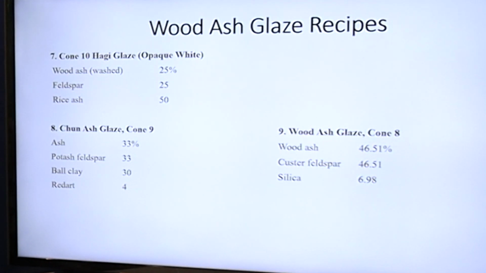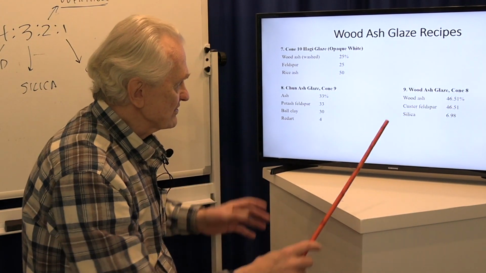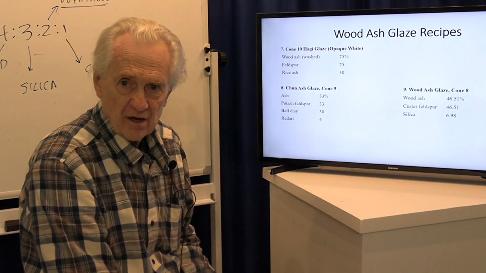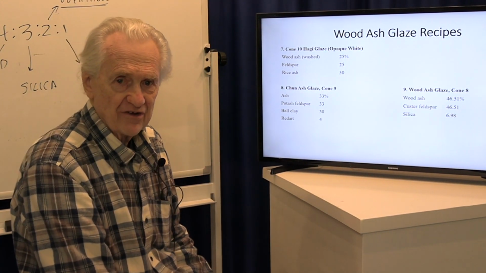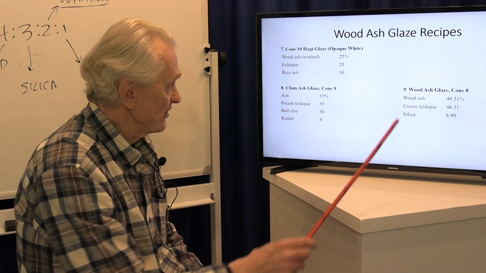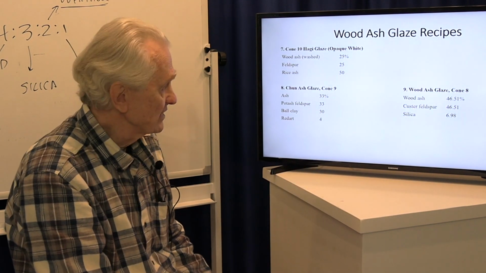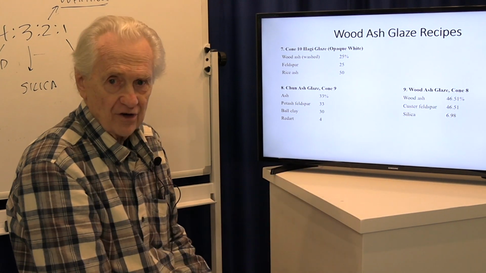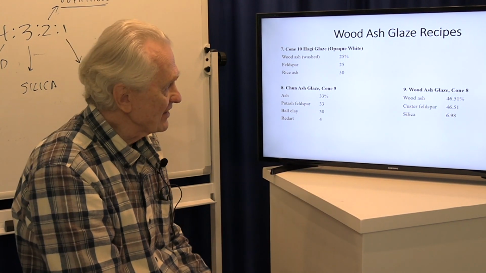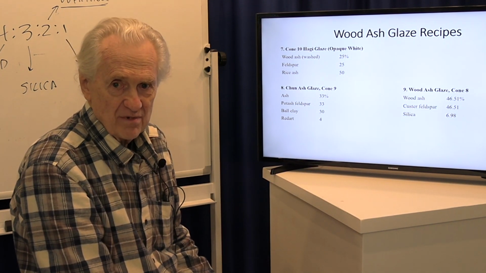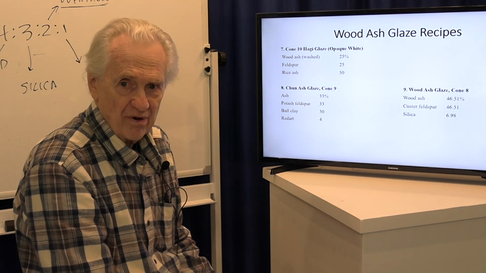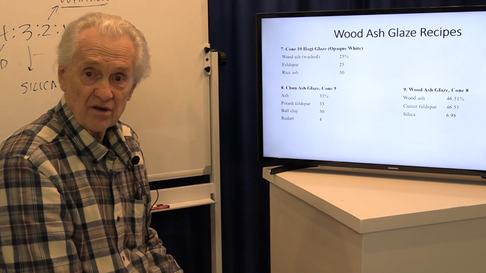So we've got a lot of fluxes now in here. Wood ash is 46%, custom feldspar is 46%. We're adding a little bit more silica, but you can almost look at this recipe and guess that it's probably going to be a little lower temperature than Cone 10 because there are so many fluxes in it. You notice there's no clay in it. So this is going to be a bear in terms of applying. It's going to settle out like concrete in your bucket, and it's going to be kind of a bear to apply to the pots because it's got no clay to stick it onto the pot.